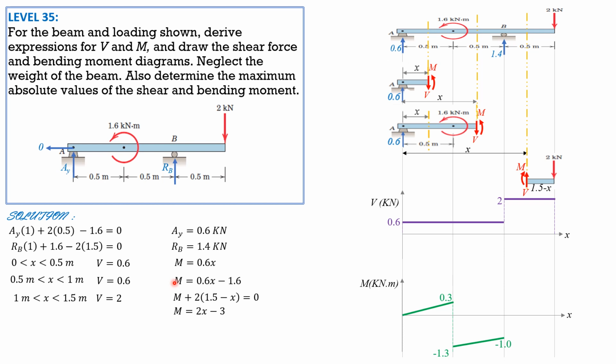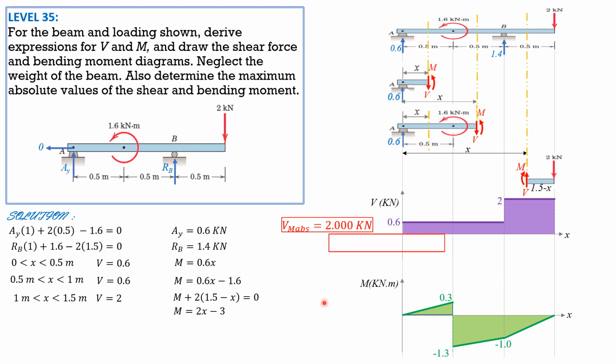Finally, from 1 to 1.5, this is the moment equation. When x is 1, 2 times 1, 2 minus 3 is negative 1. So it's the same. When x is 1.5, 2 times 1.5, 3 minus 3, 0. So negative 1 and 0 must be connected with a straight line again. So that's it. Then shade to look attractive. Then the absolute maximum shear from the figure is 2 kilonewtons. The absolute maximum moment is 1.3 kilonewton meter.